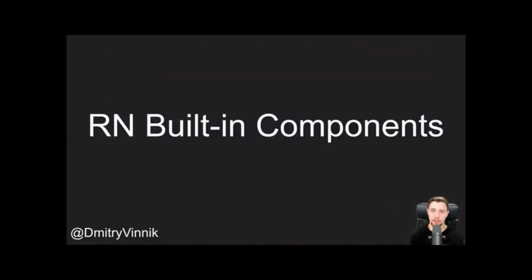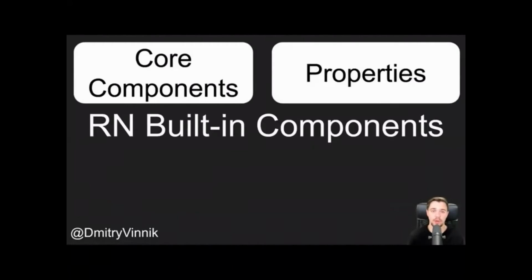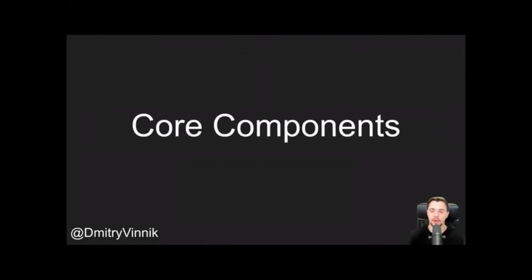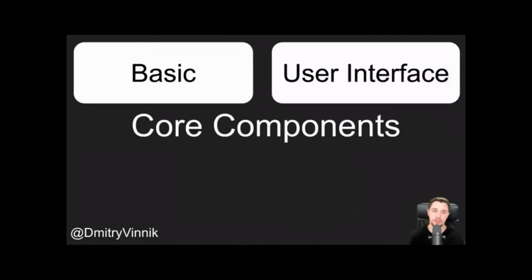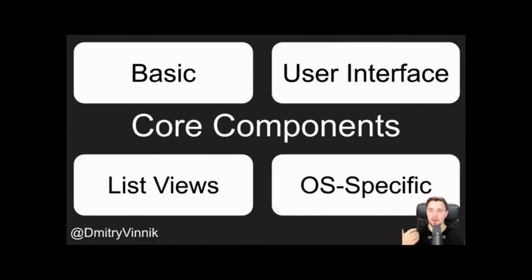React Native's built-in components, which you can also find well described on the website, are their core components to understand. There are core properties that React Native has, and objects. So let's take a look at core components really briefly. There are basic ones, user interface core components, list views, and also operating system specifics. Because obviously you can't just expect to write React Native for everything and expect it to translate one-to-one to different operating systems. Sometimes you have to write operating system specific code, and there are also components for that with React Native.